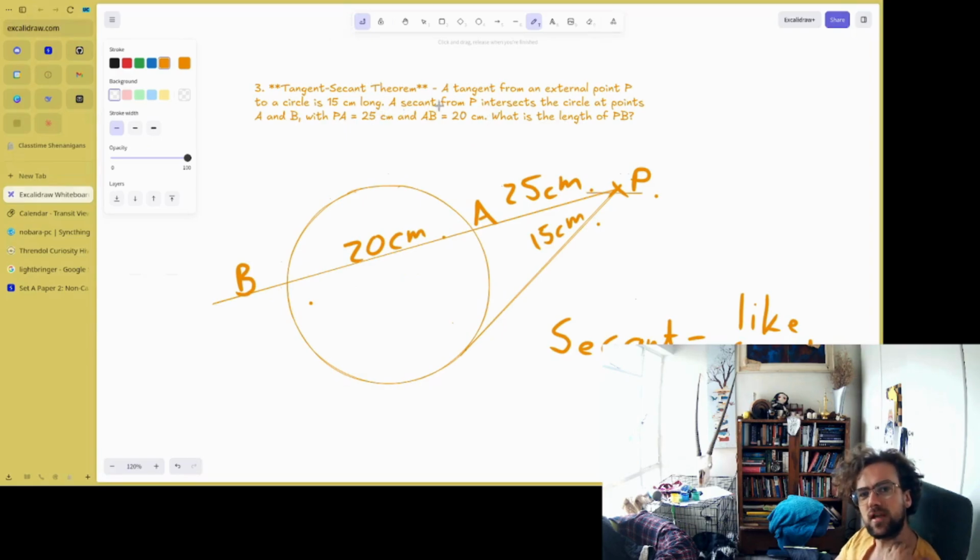Let's check that quickly. Or would you measure the part that goes out as well of the circle? Just checking quickly. A secant from P intersects the circle at points A and B. What is the length of PB? That's a weird question because I would say that it's 45 centimeters.